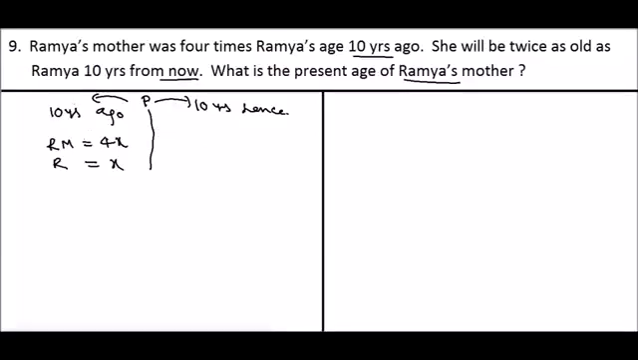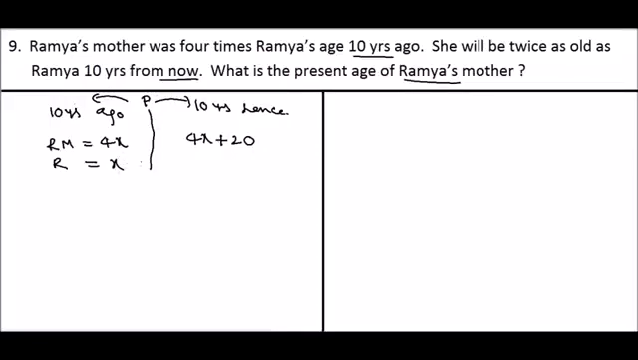You take that one. 10 years ago, it was 4x. At present, obviously, it should be 4x plus 10, Ramya's mother. Then later, after 10 years, it will become 4x plus 20. Yes or no? So, at present, 4x plus 10. 10 years later, 4x plus 20. This 10 years and this 10 years.